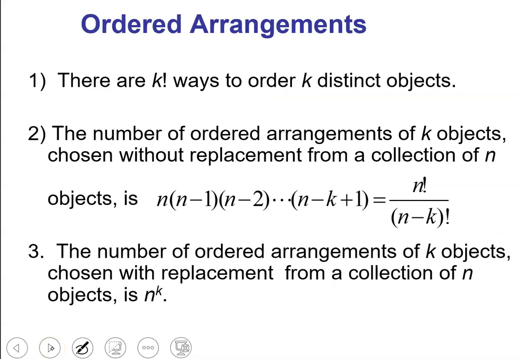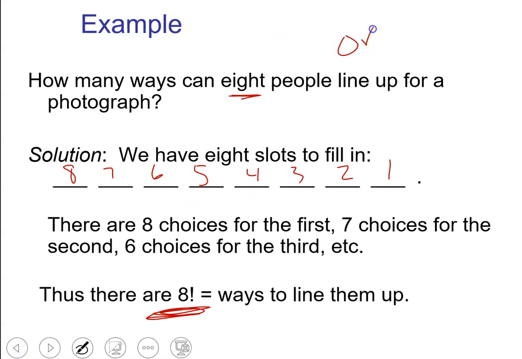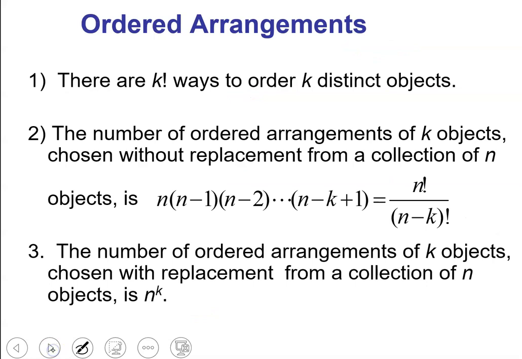So ordered arrangements. There is order here. The order does matter in this case if you're standing next to your uncle versus standing next to your aunt, that type of thing. So there are k factorial ways to order k distinct objects. The number of ordered arrangements of k objects chosen without replacement from a collection is represented by n factorial over n minus k factorial. And the number of ordered arrangements of k objects chosen with replacement, so this one is without replacement, this one is with replacement, is n to the k.